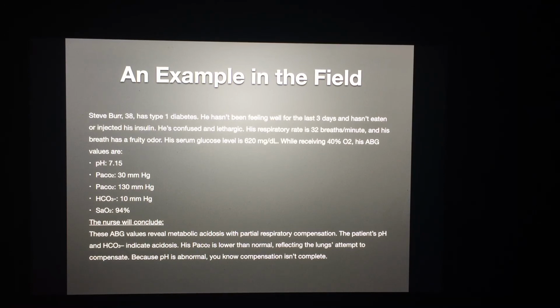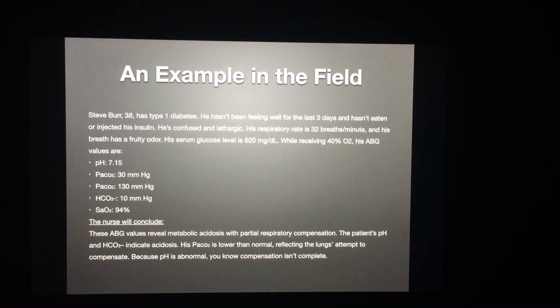The nurse will conclude these ABG values reveal metabolic acidosis with partial respiratory compensation. The patient's pH and HCO3 indicate acidosis. His PaCO2 is lower than normal, reflecting the lungs' attempt to compensate. Because pH is abnormal, you know compensation isn't complete.